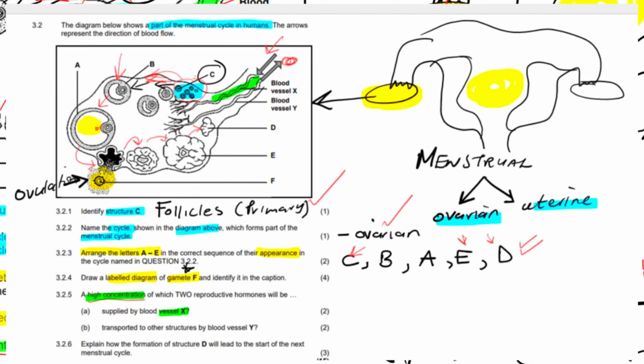So whenever you see blood and you see ovaries, those 2 things, just know that they have something to do with hormones, because that is the only way a hormone can travel from the brain, for example, from the pituitary gland all the way to the ovaries, right? So from the pituitary gland up there, they move through the blood vessels. So which 2 reproductive hormones will be brought in by blood vessel X? The fact that there is this arrow that is bringing in, we know that there are only 2 hormones that are brought into the ovaries.